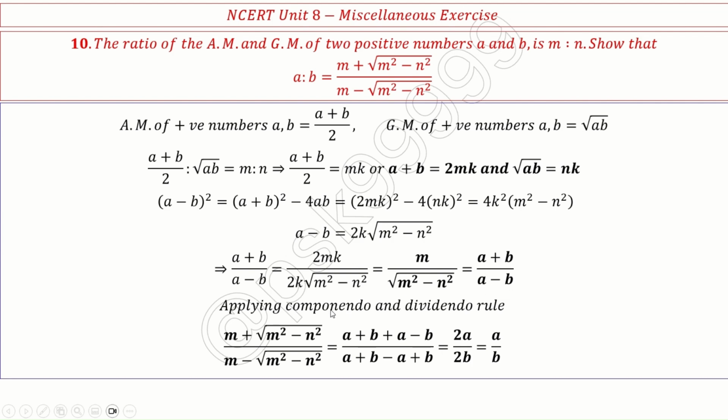Now if you apply componendo and dividendo, this will become m plus square root of m square minus n square, divided by m minus square root of m square minus n square. Same thing you apply on the other side: (a plus b plus a minus b) divided by (a plus b minus a plus b), which is nothing but a by b. Okay, so this is what we are supposed to prove, hence proved. Next.